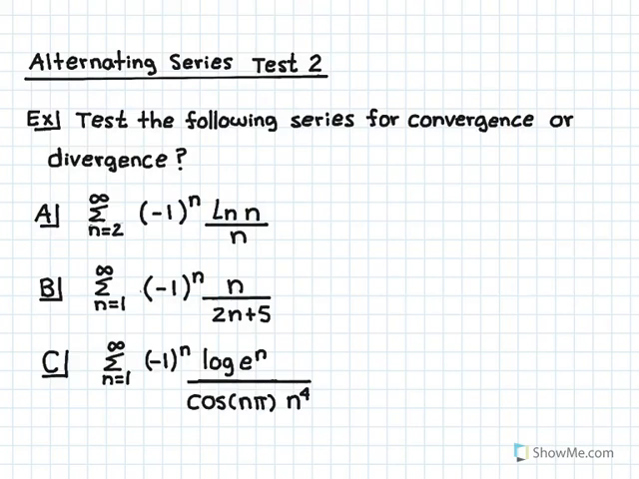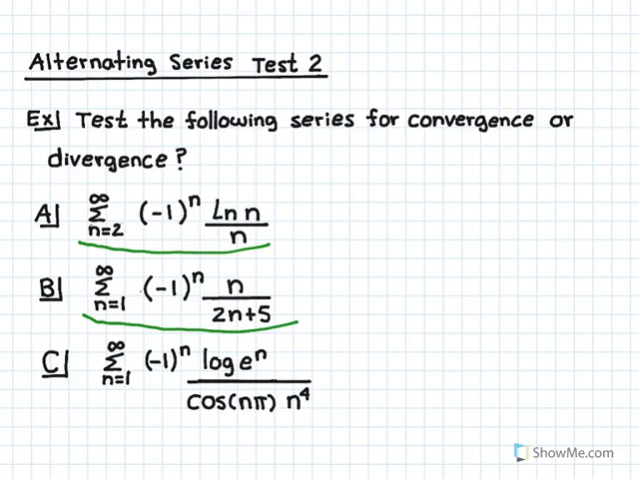In this video, we're going to look at a few more examples of the alternating series test. Test the following series for convergence or divergence. Question A, summation n equals 2 to infinity, negative 1 to the power of n times log n divided by n. Question B, summation n equals 1 to infinity, negative 1 to the power of n times n divided by 2n plus 5.